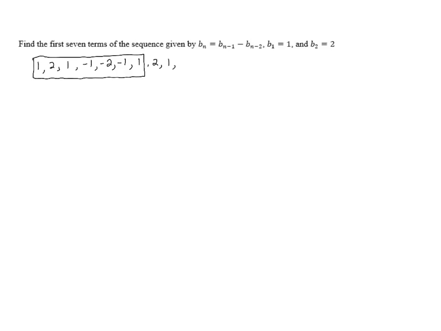And you'll notice here that we have some repetition. We've got 1, 2, 1, negative 1, negative 2, negative 1. And then again, we've got 1, 2, 1, and it's actually going to repeat. And the reason we know that it's going to repeat is because each term is based on the 2 terms that came before it. So after we've got a 2 and a 1, we know the next term is going to be negative 1, etc.